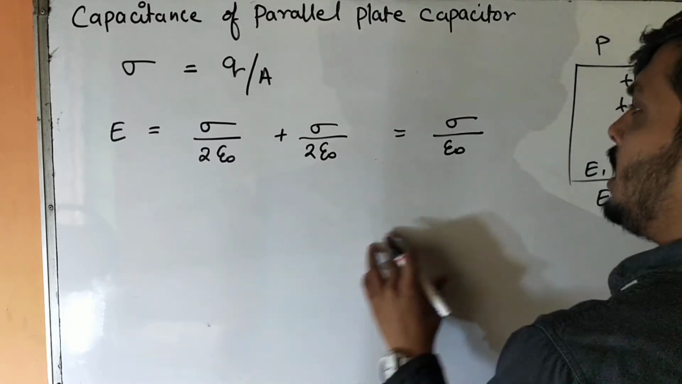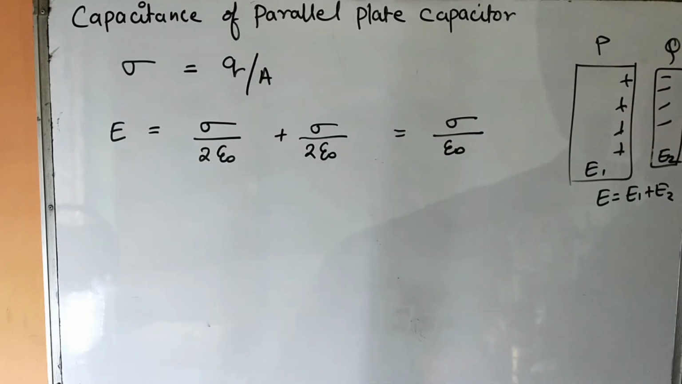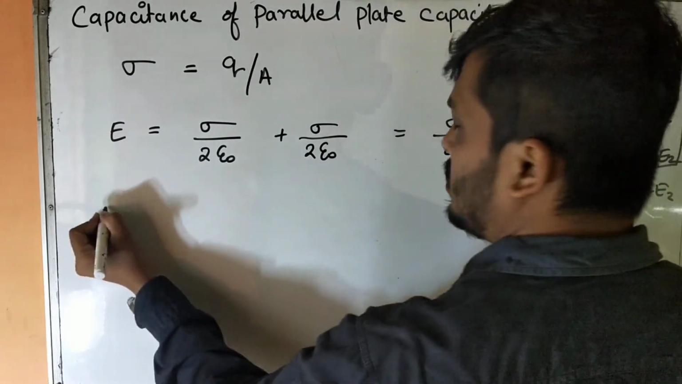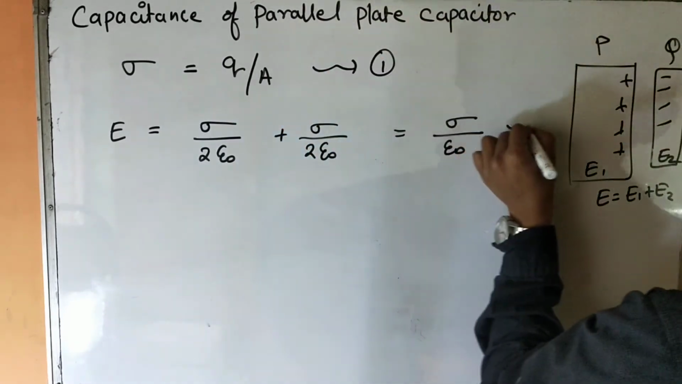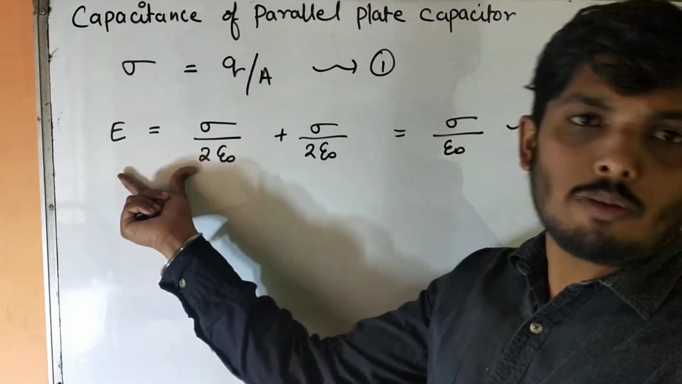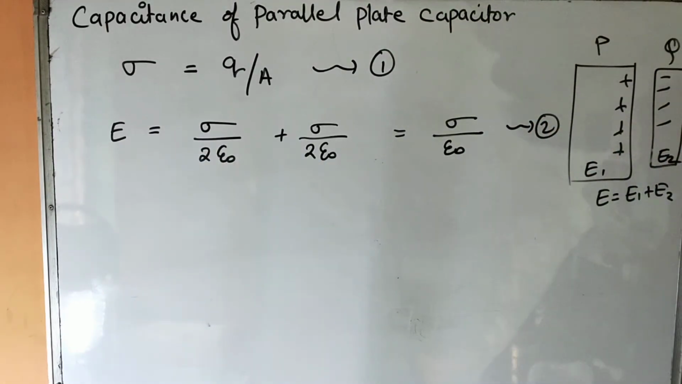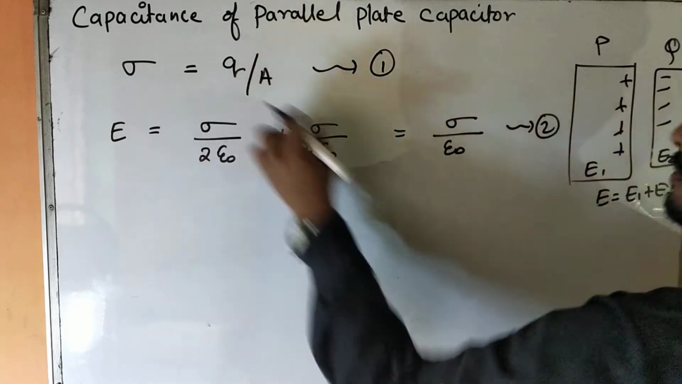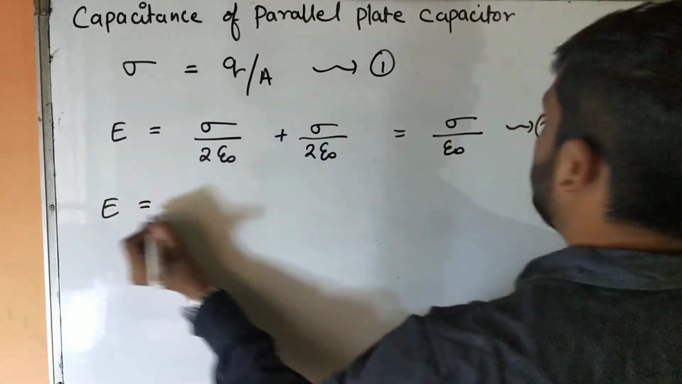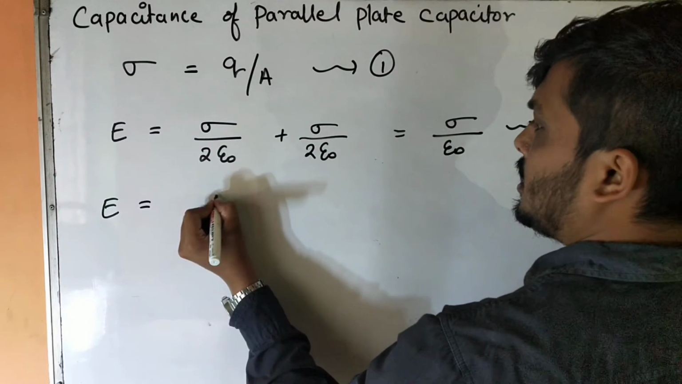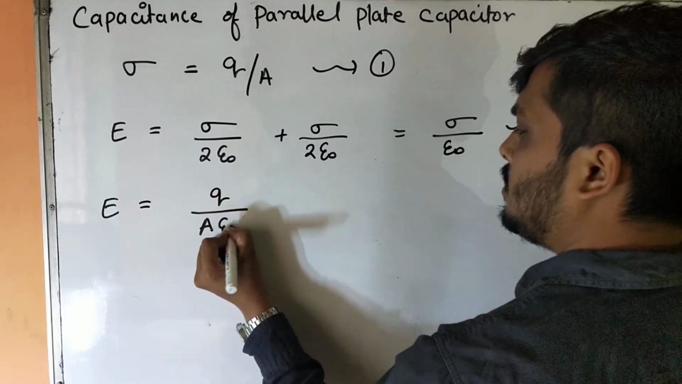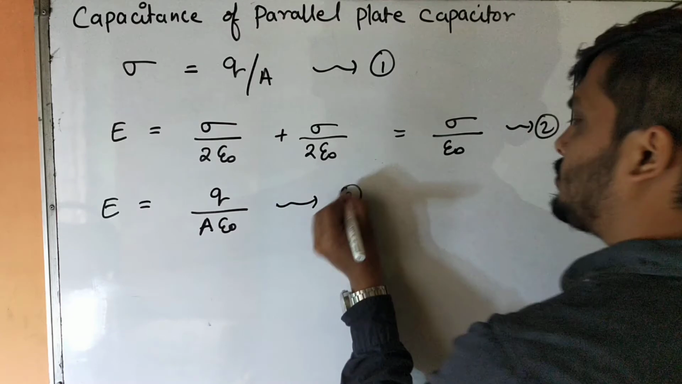Clear? Now we are going to substitute the value of sigma in this equation. I'll give this equation number 1 and this as equation number 2. Now this expression is from the applications of the Gauss law. Already I have done the derivation for this expression. So why 2 times? Because I have two plates, E1 plus E2. Half plus half will be full. Now I am going to substitute this value of sigma in this expression. So E will be, instead of sigma, Q divided by A into epsilon naught, where epsilon naught is the permittivity of free space.